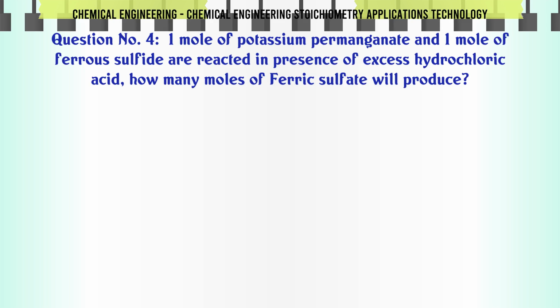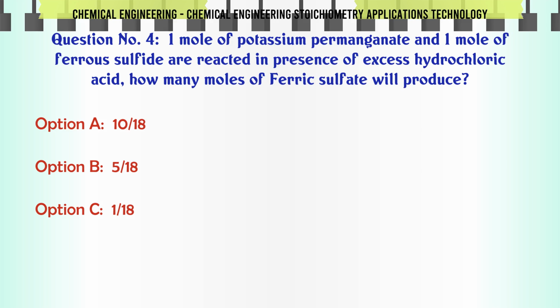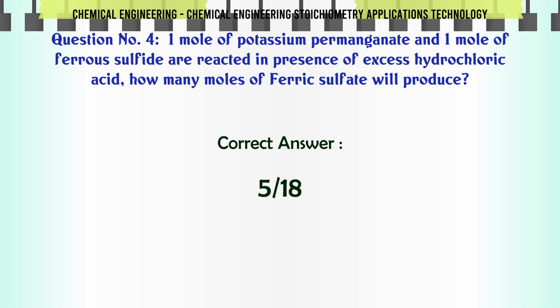1 mole of potassium permanganate and 1 mole of ferrous sulfide are reacted in presence of excess hydrochloric acid. How many moles of ferric sulfate will produce? A 10/18, B 5/18, C 1/18, D 1/36. The correct answer is 5/18.